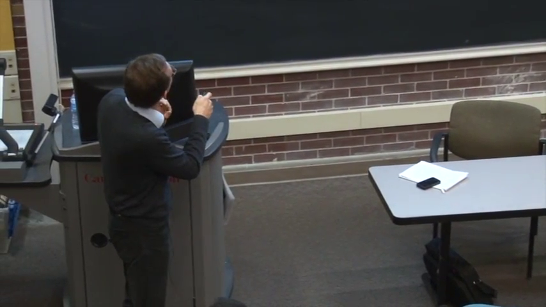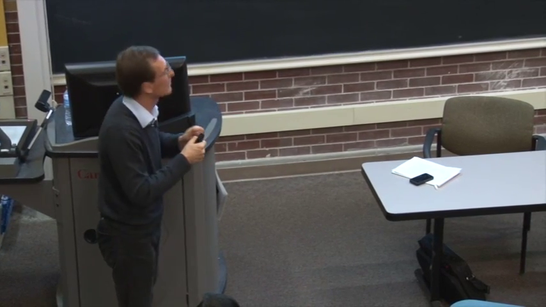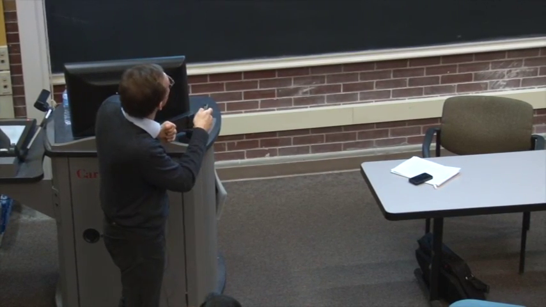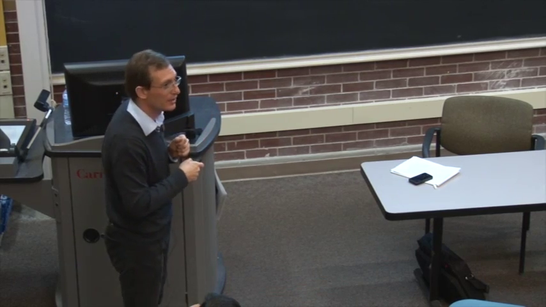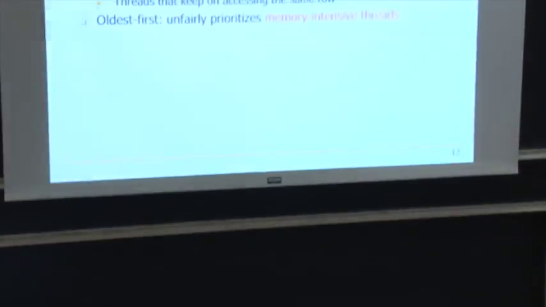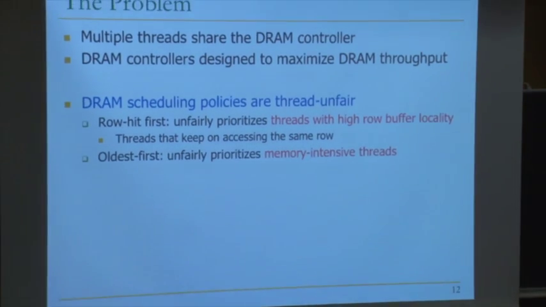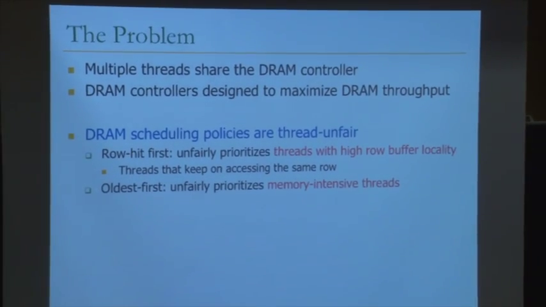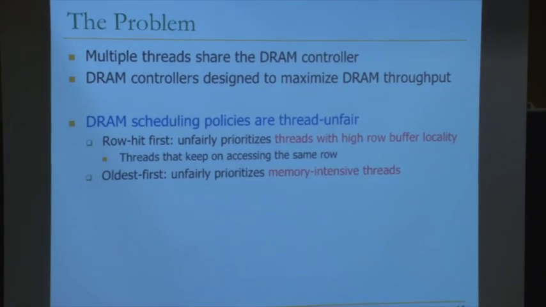This row hit first unfairly prioritizes threads that keep hitting in the row buffer, threads that keep on accessing the same row. This other prioritization level is also unfair. Oldest first policy. Why is that unfair? Let's assume that the row buffer doesn't exist for a while.